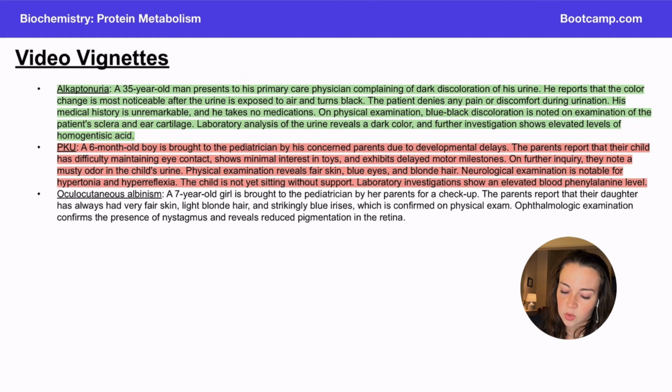Like I was saying, with both PKU and with Alkaptonuria, this last line where they actually just give you the elevated thing on labs might not always be there. They might only give you the clinical presentation and then want you to predict what's going to be on labs. That's why you have to have those physical exam findings really dialed in for these disorders.